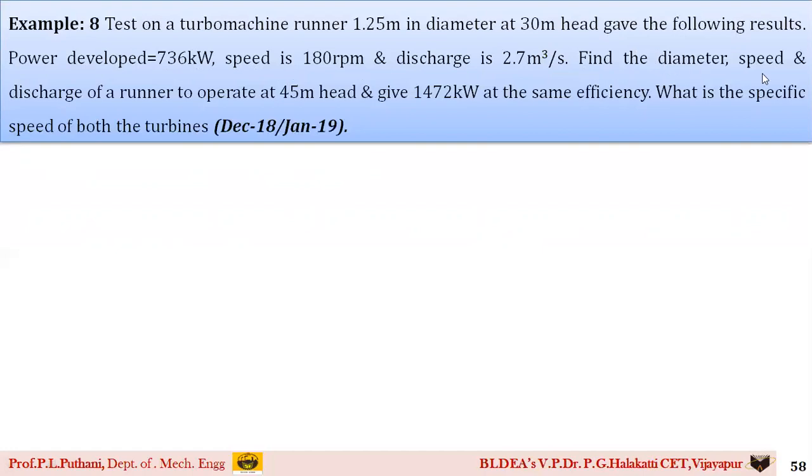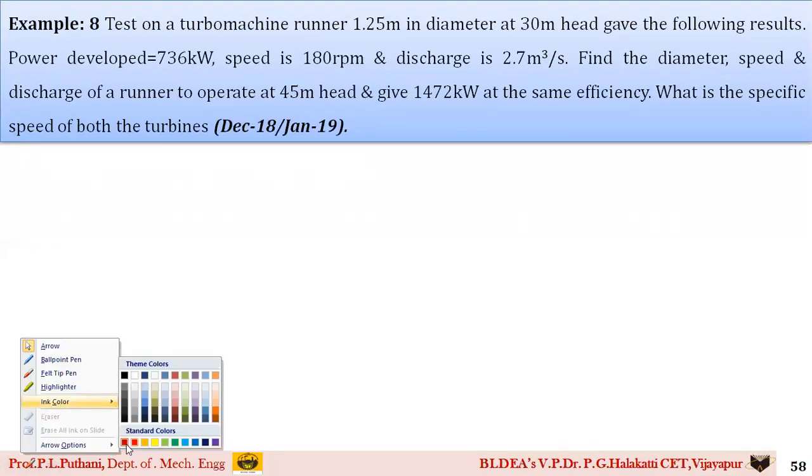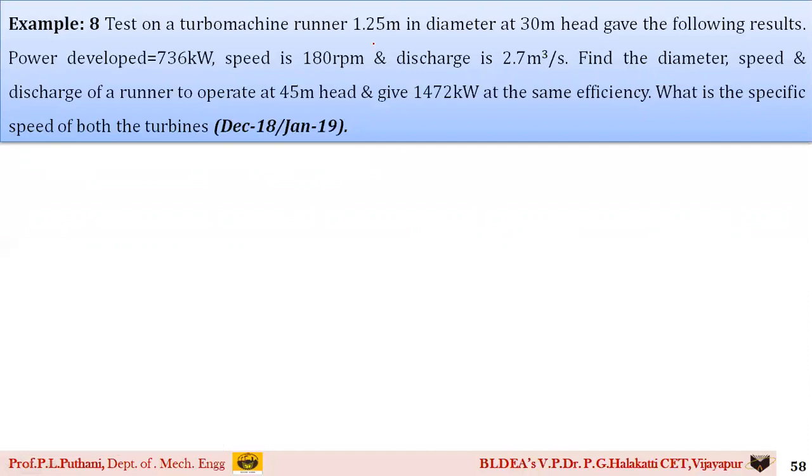You need to find the diameter, speed, and discharge of the runner, which is to be operated at 45 meters head with the power of 1470 kilowatt, having the same efficiency. So you need to find the specific speed of both the turbines. So if you analyze the data once more, I'm going to highlight here.